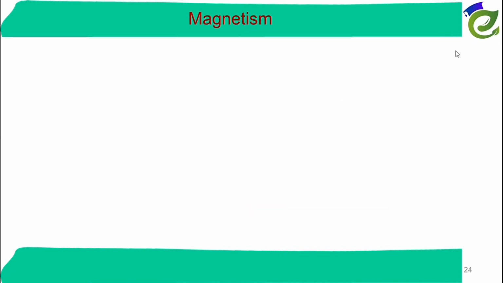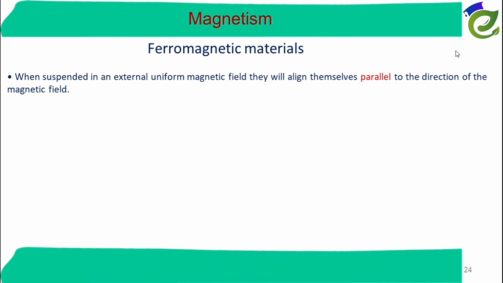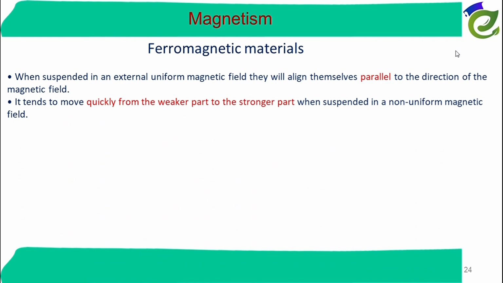Now the third type of materials are ferromagnetic materials. So first, as usual, we'll be learning how they behave if they are placed in an external magnetic field, which is uniform. When they are placed in an external uniform magnetic field, they try to place themselves in such a way that they are parallel to the direction of the magnetic field present there, which is similar to paramagnetic materials. Now, if you place them in a non-uniform magnetic field, like paramagnetic materials, they try to move from the weaker part to the stronger part, but that too very quickly. So this is the difference.